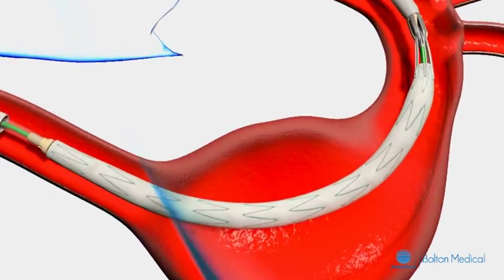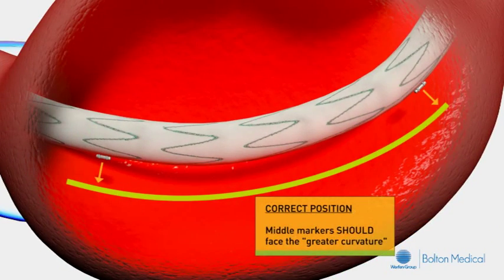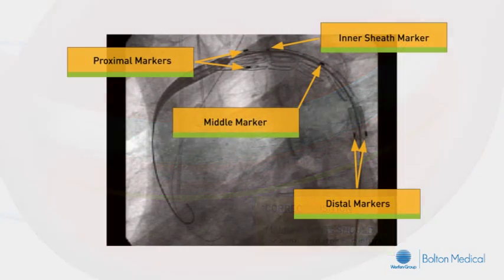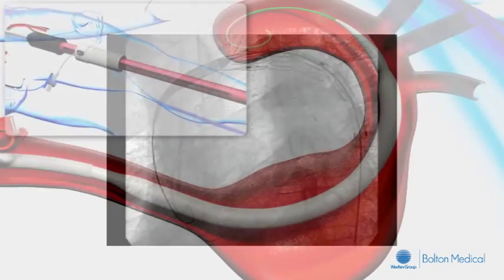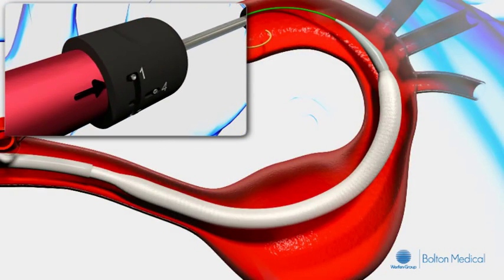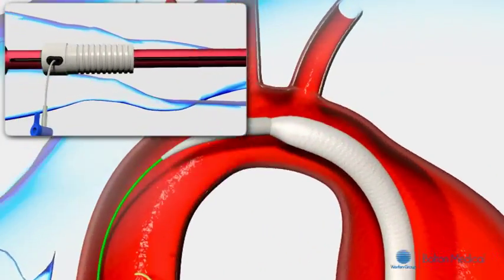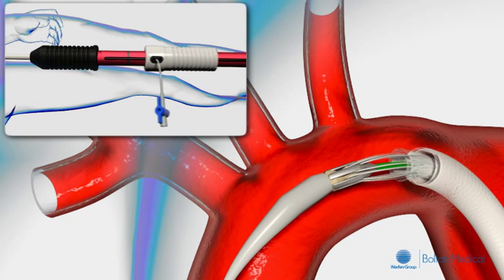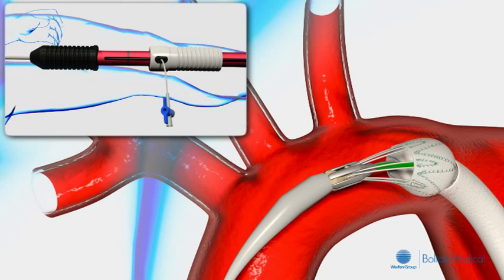Now reposition the device in the target zone. Note the position of the middle marker bands in this arch, which is now aligned correctly. Rotate the controller to the 2 position. Retract the deployment grip to uncover the bare and first covered stents.